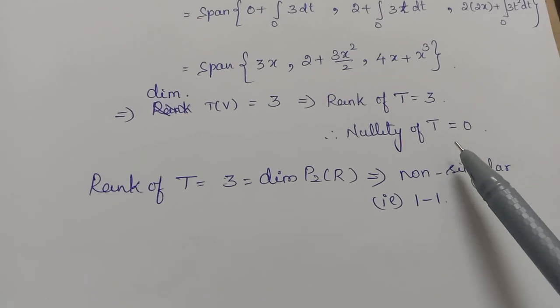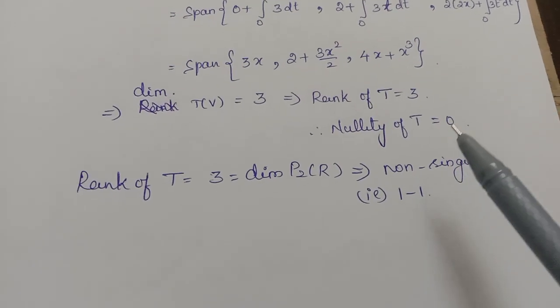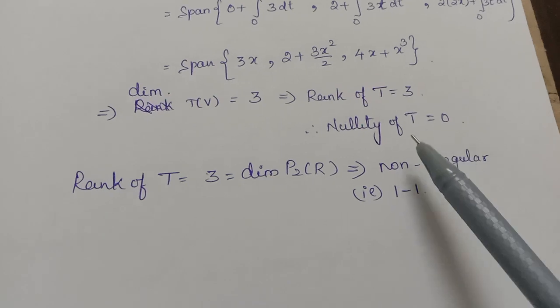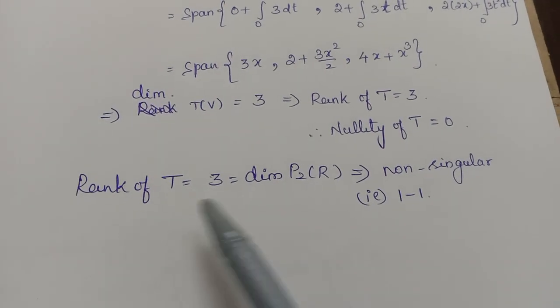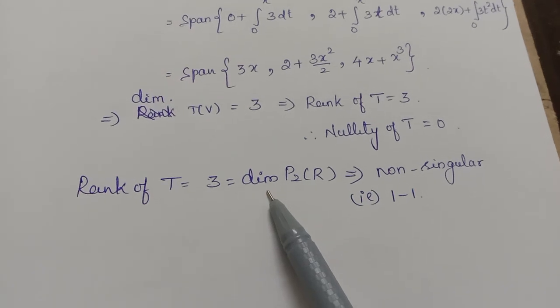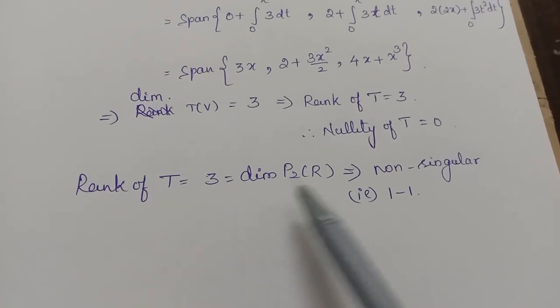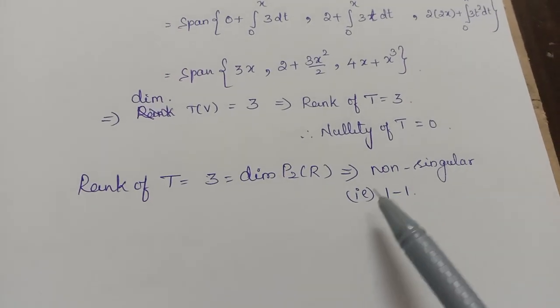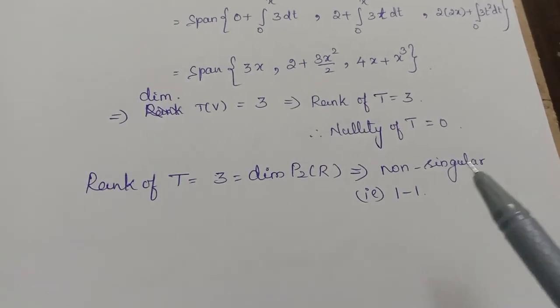In the beginning of the video, I have explained about singular and non-singular linear transformations. No? In that one, I have told you if the rank of T and the dimension of the vector space are the same, then that linear transformation is said to be non-singular. That is, that linear transformation is said to be one-one.